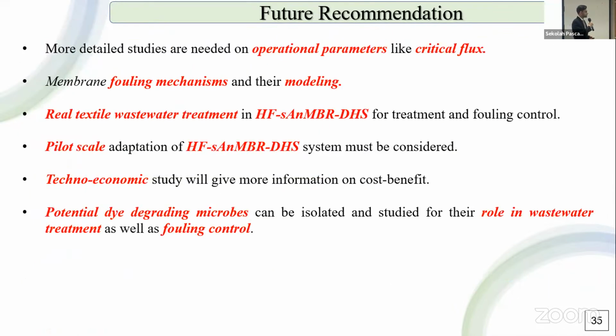Future recommendations are as follows: we need to examine more operational parameters, like critical flux, for the dissemination of such a system into real-world scenarios. We have to do fouling mechanism and fouling modeling studies. We need to treat real textile wastewater in our integrated system to check its feasibility, and we have to go with a pilot scale first before translating our study to real scale. A techno-economic study should also be done.